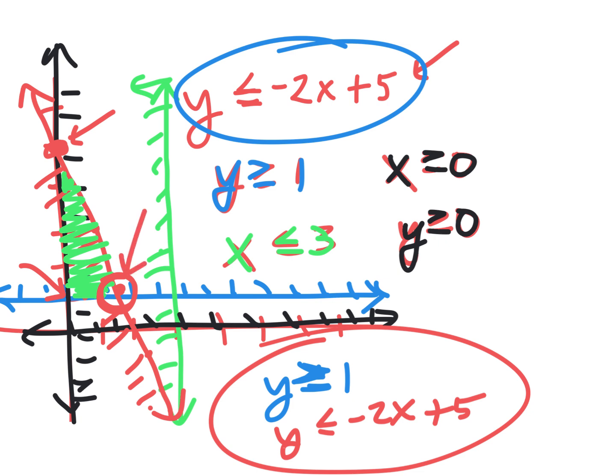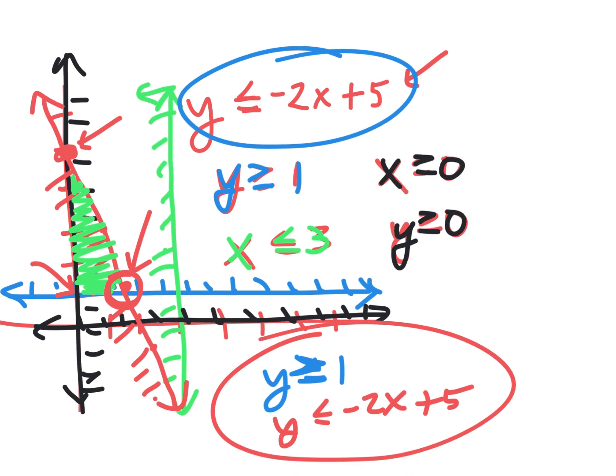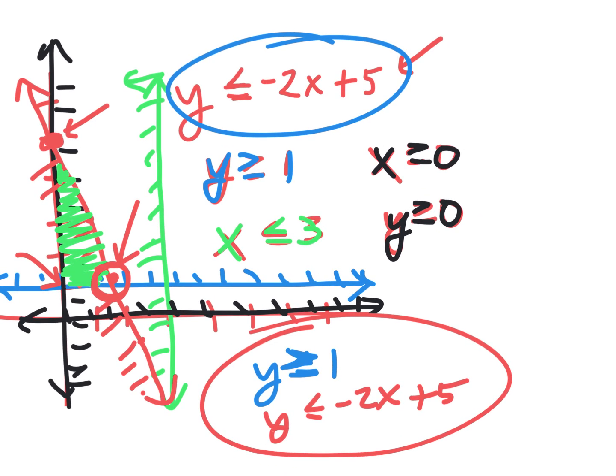Sometimes you're going to have a hard time looking at your graph and going, I don't know what that spot is. But I know it was this equation and this equation. Take those 2 equations and solve the system and figure out where they actually crossed.